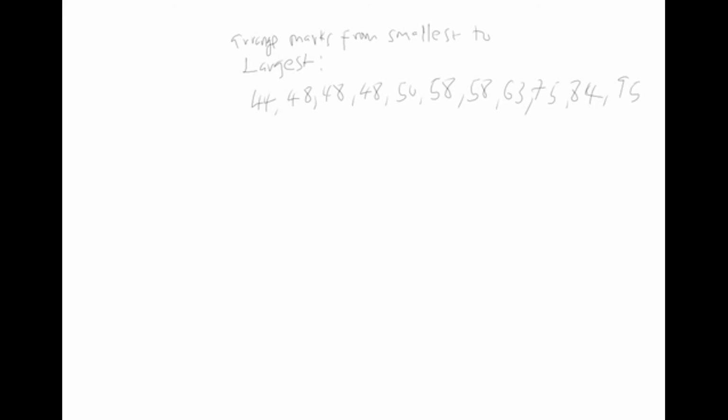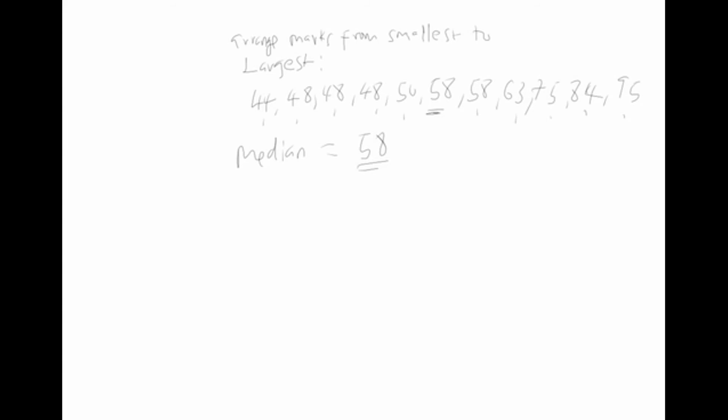Then we look at the number which is at the middle. So find that 1, 2, 3, 4, 5. Then we have 1, 2, 3, 4, 5. So you find that it is 58. So our median is 58.